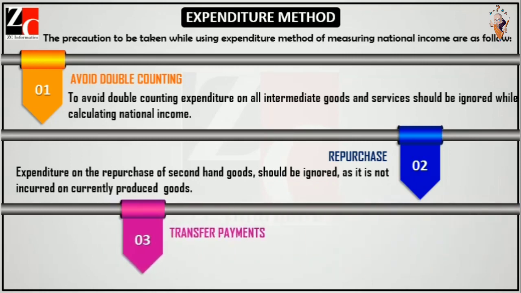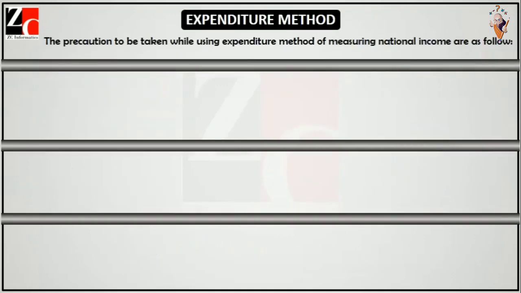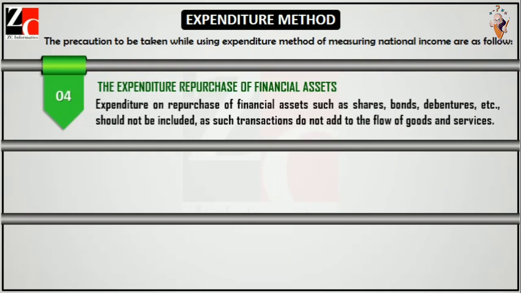Point number 3. Transfer payments. Expenditure on transfer payments like scholarships, old age pensions, unemployment allowances, etc. should be ignored. Point number 4. The expenditure on repurchase of financial assets. Expenditure on repurchase of financial assets such as shares, bonds, debentures, etc. should be ignored as such transactions do not add to the flow of goods and services.